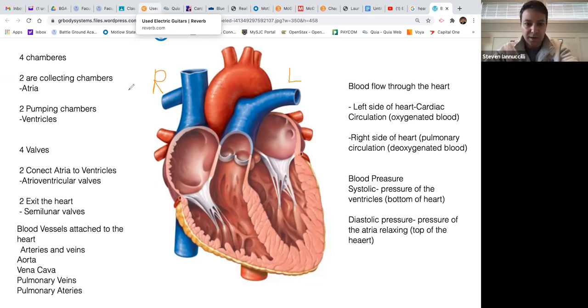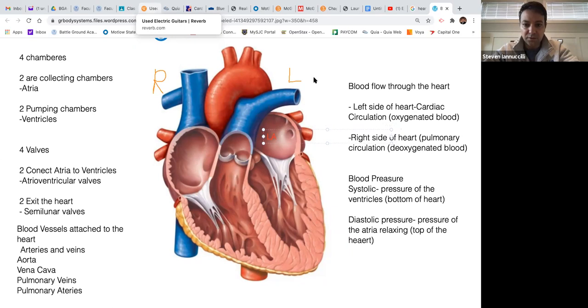So atria, in old Latin or Greek, the term atria or atrium is a domed structure. In ancient Rome and ancient Greece, they had buildings with big domed ceilings, and they called them atriums. So the tops of our heart are going to be called, and let me see if I can write these in the appropriate colors, the left atrium. This is the left atrium, and that's LA.